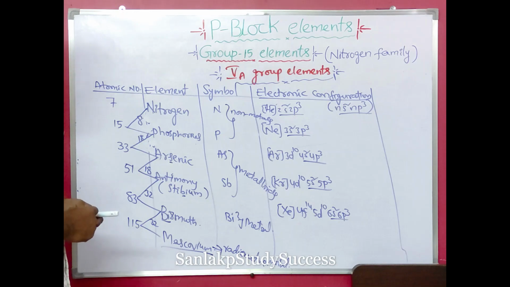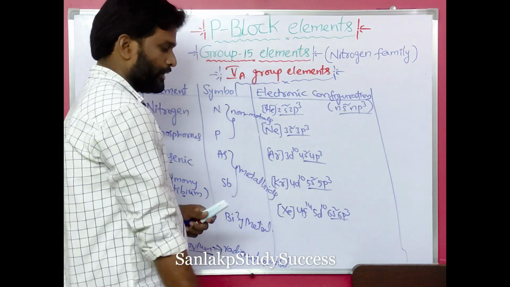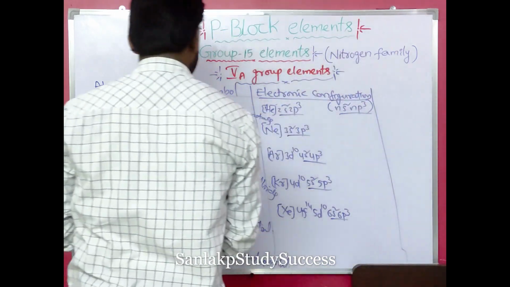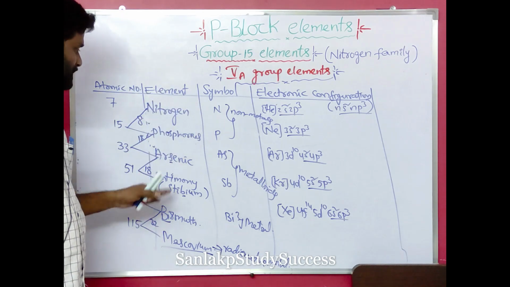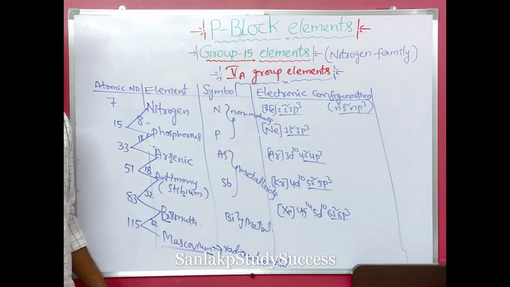And now I am going to explain its occurrence. So these are the atomic numbers, elements, symbols and electronic configurations.